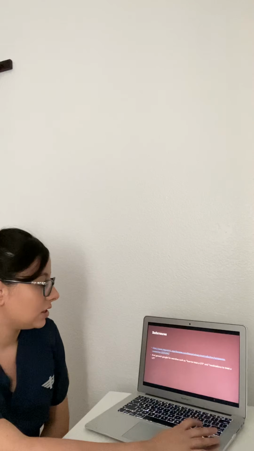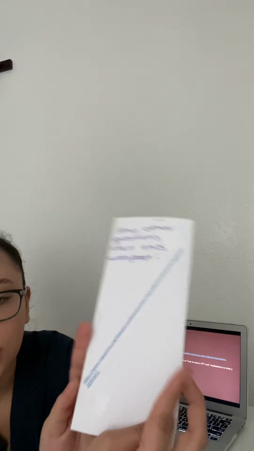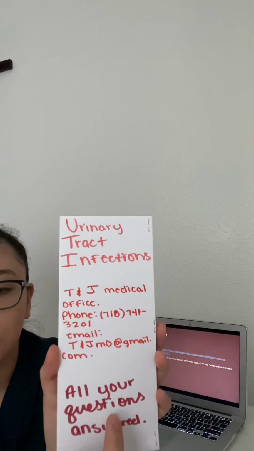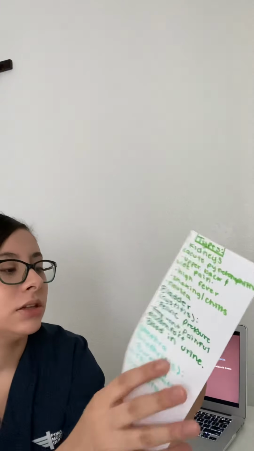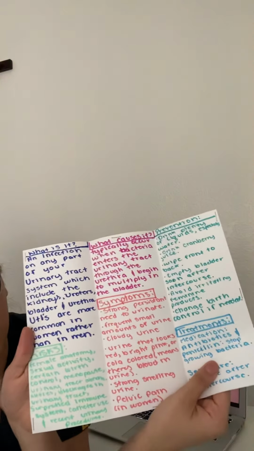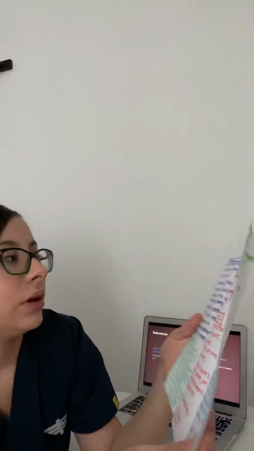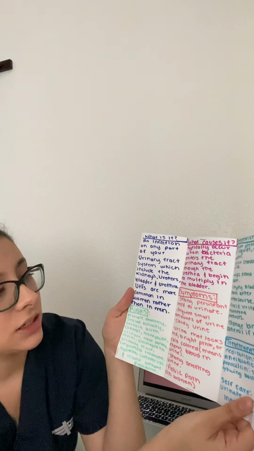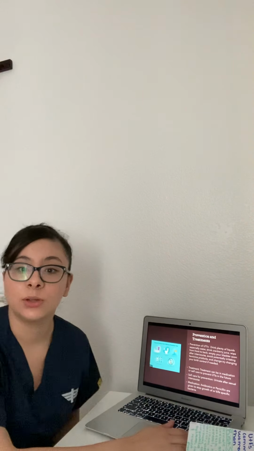Here are references. This website is also on this little pamphlet that we're giving to you. It's right on there. You do have our phone number if you have any questions, or email if you want to go ahead and email us. We do have everything written on here for you, as you can see. We have all the risks on there, causes, symptoms, treatments. And we didn't go over treatments, so we'll go over that.